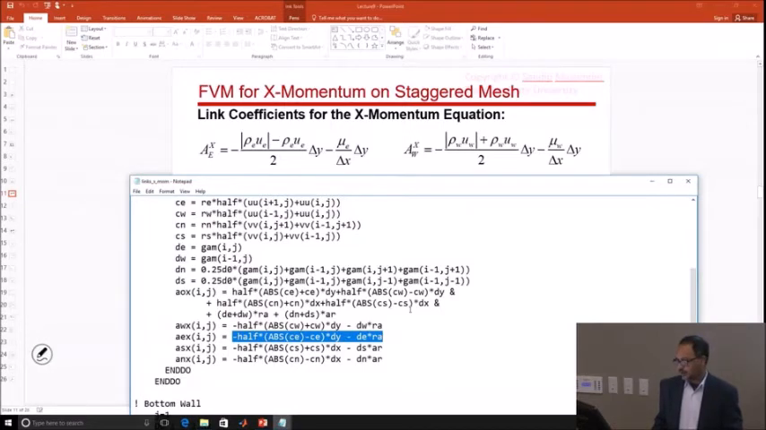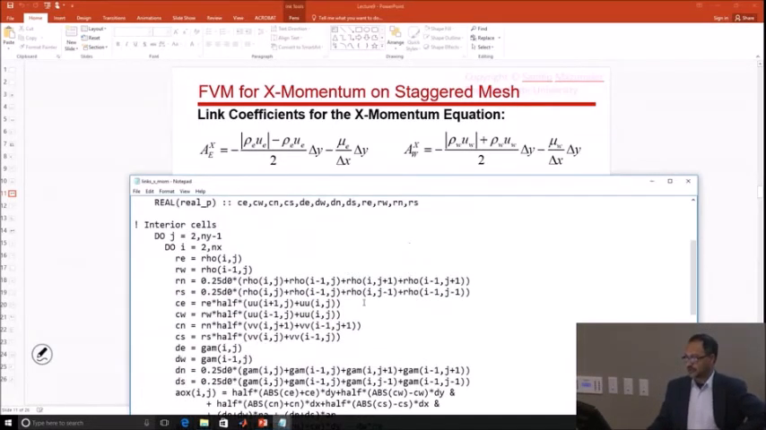Okay, so the reason I'm showing you this is to keep your code clean. If you write it this way, you will be able to debug your mistakes easily, because there's a one-to-one correspondence between what you have in the code and what you have on paper. If you write your code differently from what's on paper, you will find it difficult to debug down the road if there is a mistake. So this is an example of calculating the link coefficients of the x momentum equation.